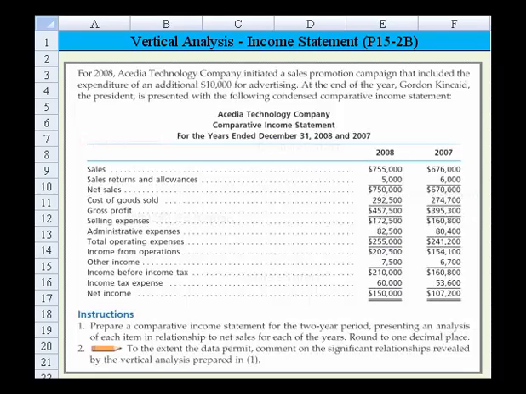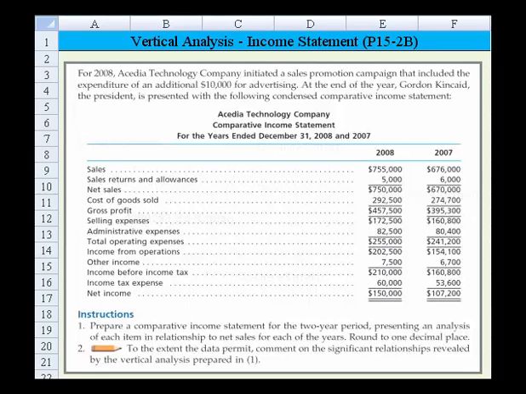Okay, let's take a look at this quick vertical analysis for an income statement. It's problem 15-2B. And I'll read the problem and then we'll work this one relatively quickly actually. For 2008, this is Acadia Technology, if I've said that right.